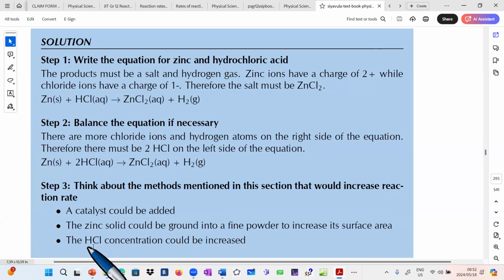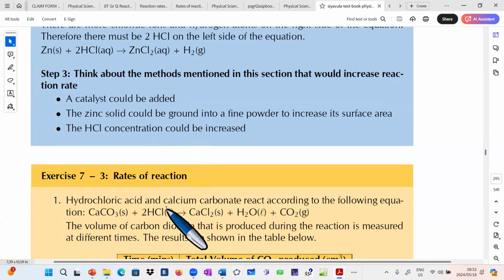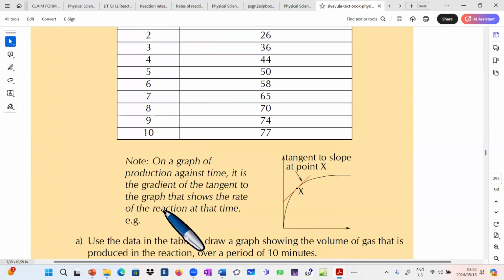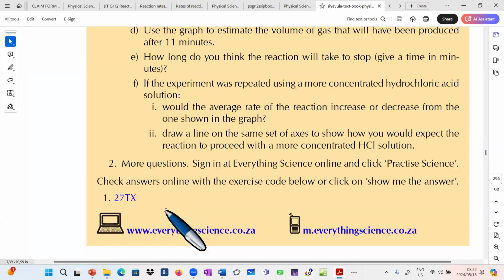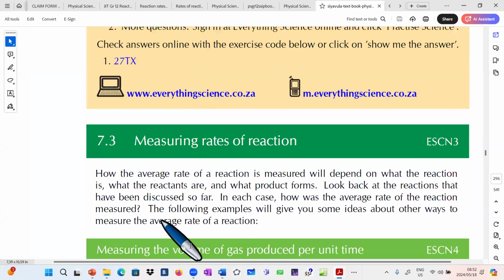But also the HCl concentration could be increased, because this HCl is in an aqueous state. So you can just increase the concentration, or you can add a catalyst to this reaction. There are a couple of exercises we have to look at, so take it easy.